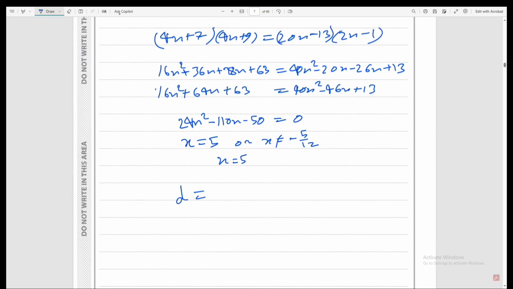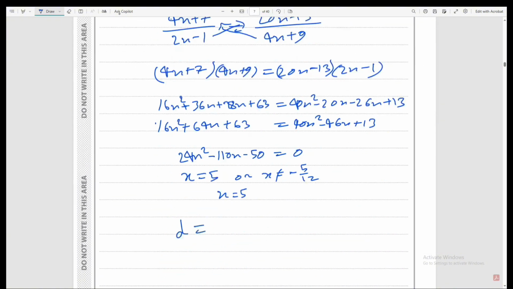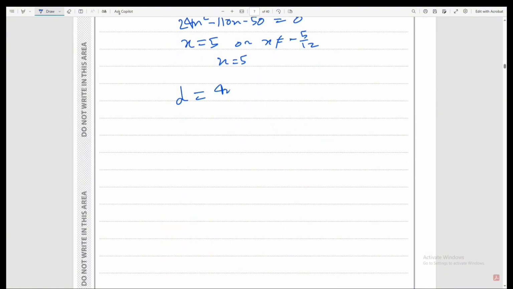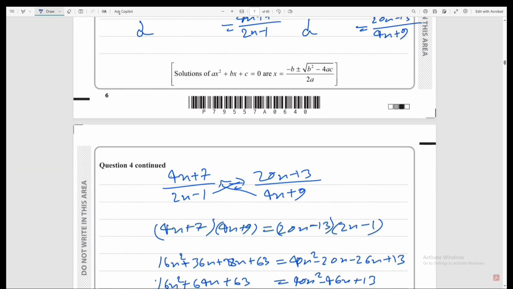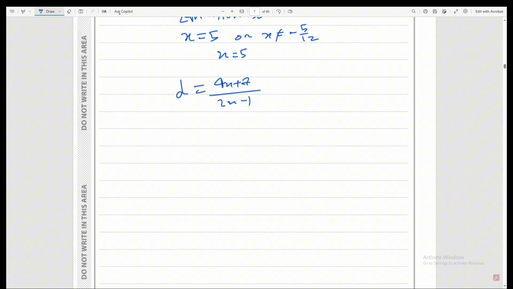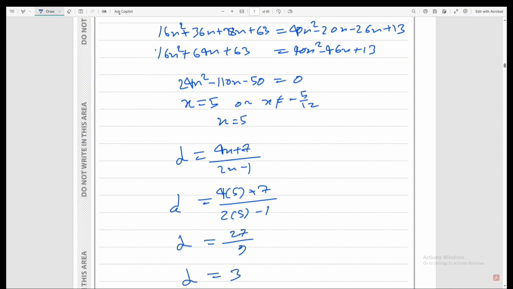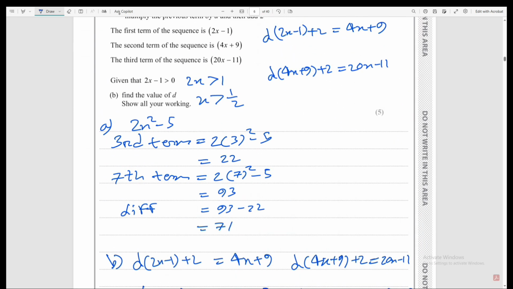So d equals 4x plus 7 divided by 2x minus 1. Putting the value of x as 5, we get 4 into 5 plus 7 over 2 into 5 minus 1, and d equals 27 divided by 9. So the value of d equals 3. So this is the answer for the value of d.